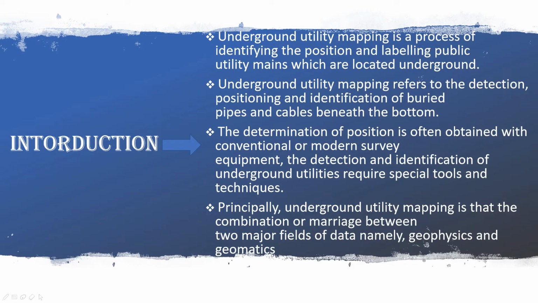Underground utility is a process of identifying the position and leveling of public utility means which are located underground. Second, underground utilities refer to the detection, positioning, and identification of buried pipe and cable beneath the ground. Third, the determination of position is often obtained with conventional and modern survey equipment. The detection and identification of underground utility requires special tools and techniques.